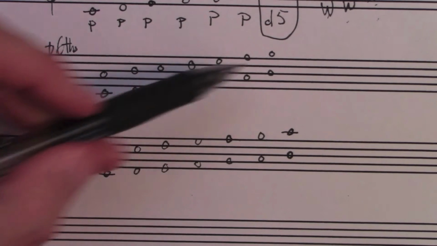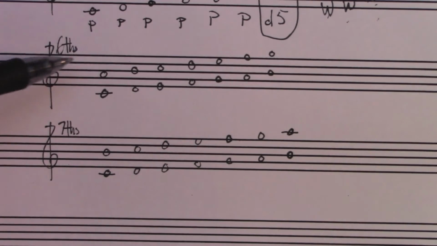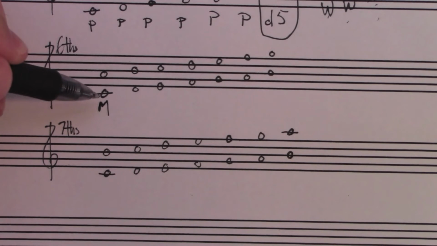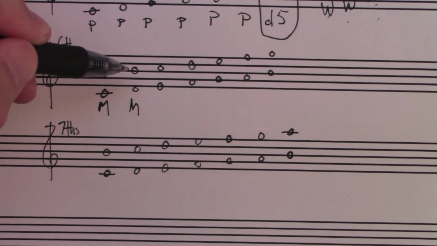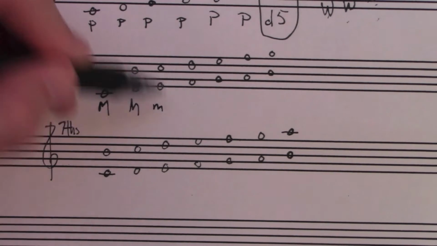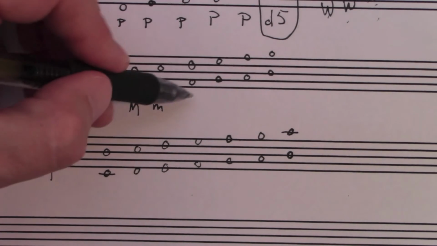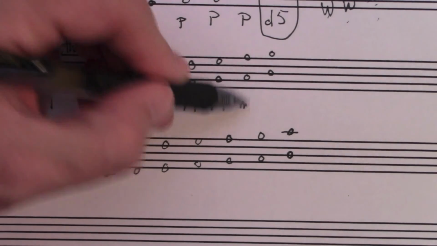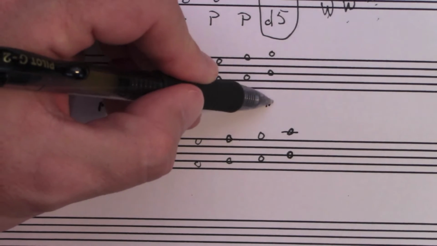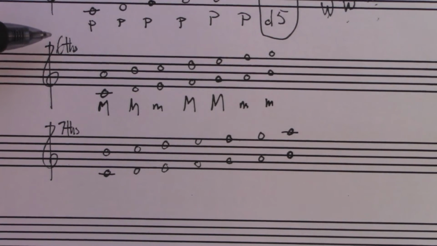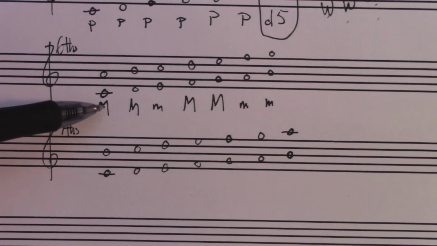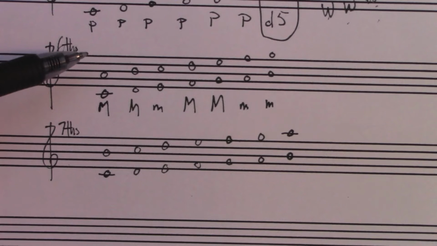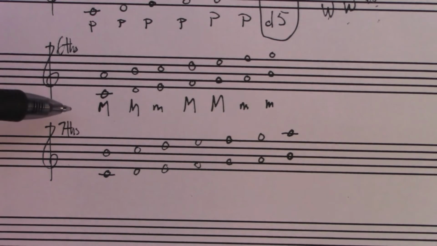Now, sixths gets a little more, well, let's just see what we have here. This is a major sixth. This is a major sixth. This is a minor sixth. That's a M, sorry. Major, major, minor, minor. So we have 4 majors, 3 minors. I'm not sure. How could we remember this?